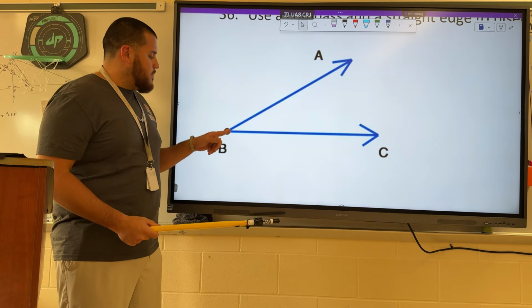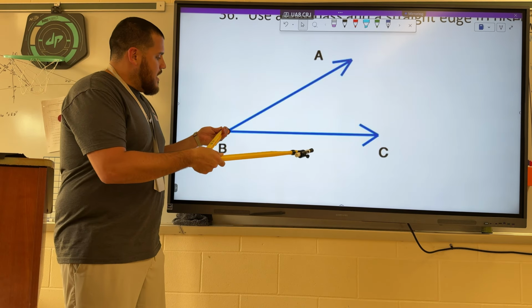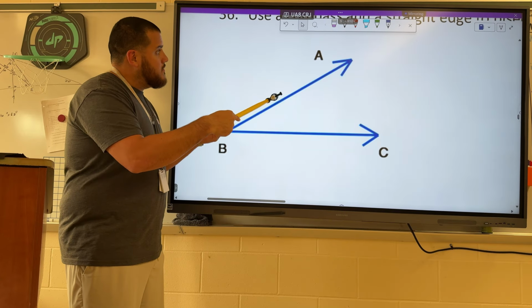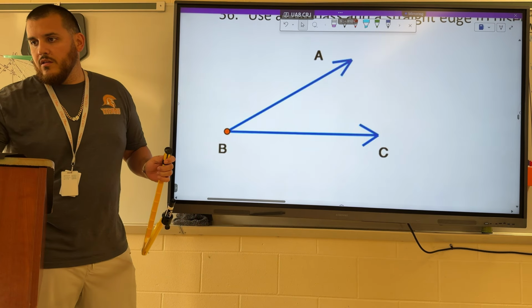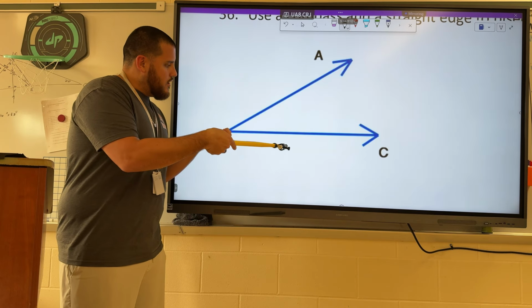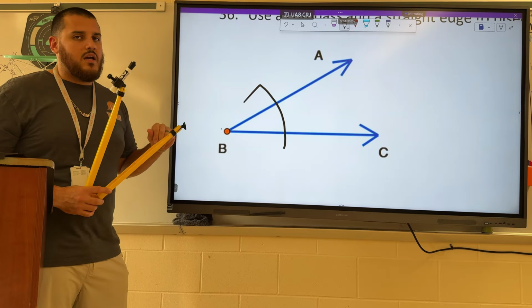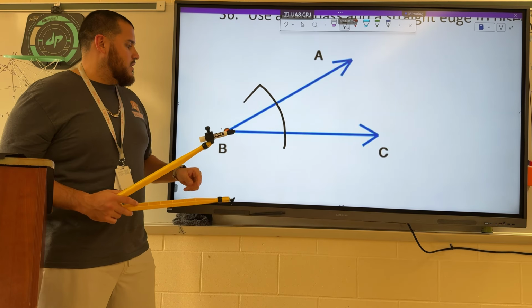We're opening up our compass with our compass on point B, and we're going to be drawing an arc through our angle. Let me make sure I get this setting right here. Gonna draw an arc through our angle, like so. Very similar to what we did with copying an angle. Now I have two intersections.